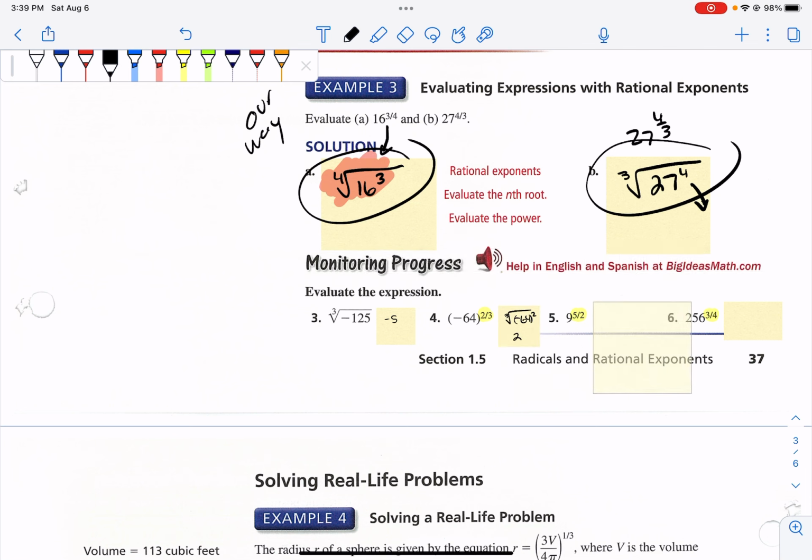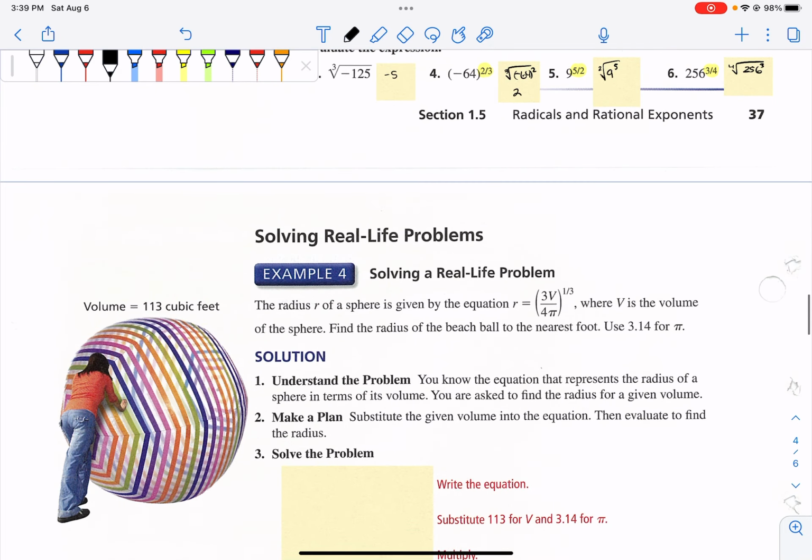Okay, 9 to the 5/2 power can be rewritten as the square root of 9 to the 5th. You don't have to write the 2 if it's just a square root. Then you can plug it in your calculator and get an answer. Number 6, before your calculator work, you should have written the 4th root of 256 to the 3rd power. And then I'll give you full credit. Okay, moving on. Real life problems.